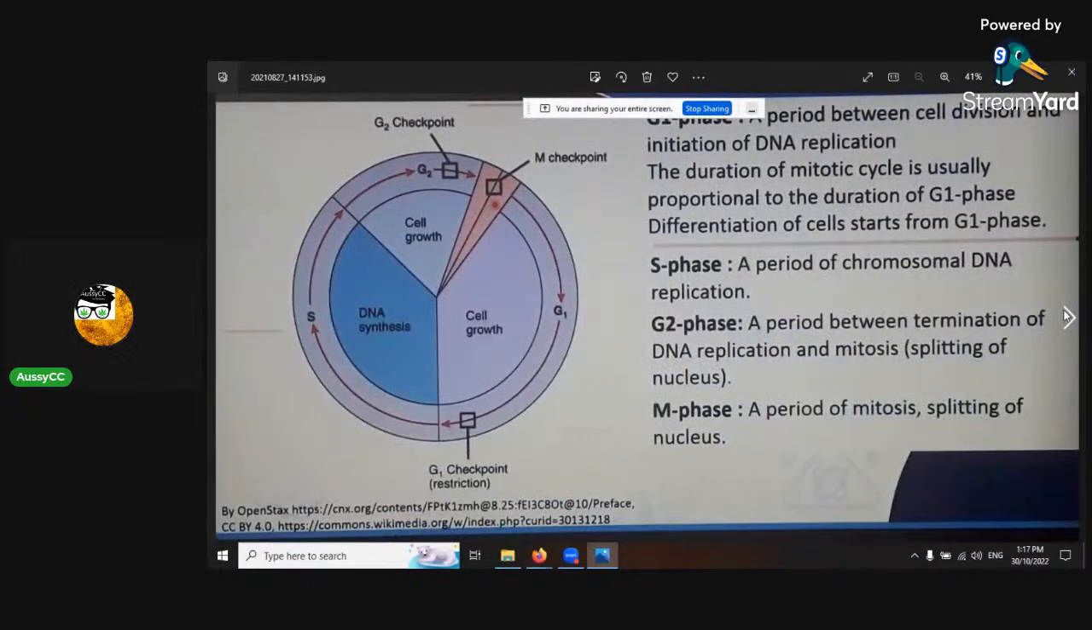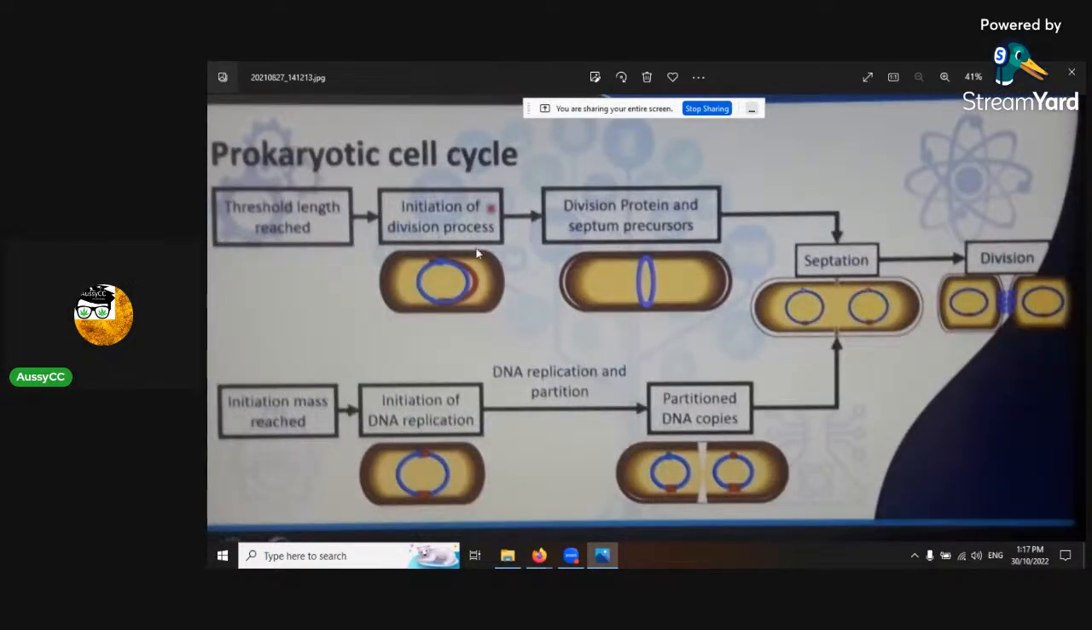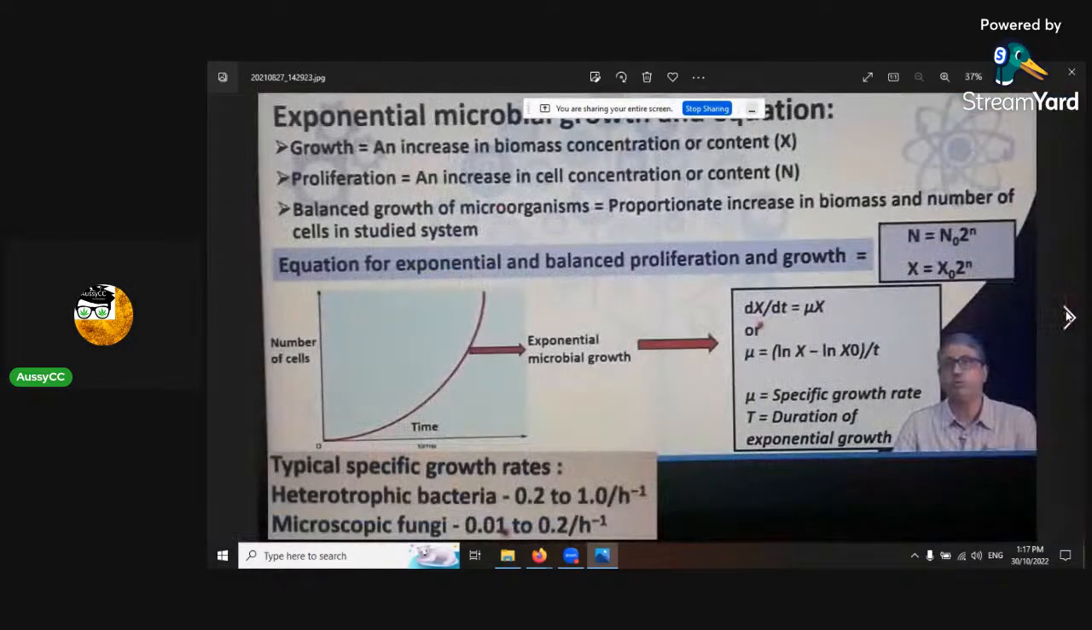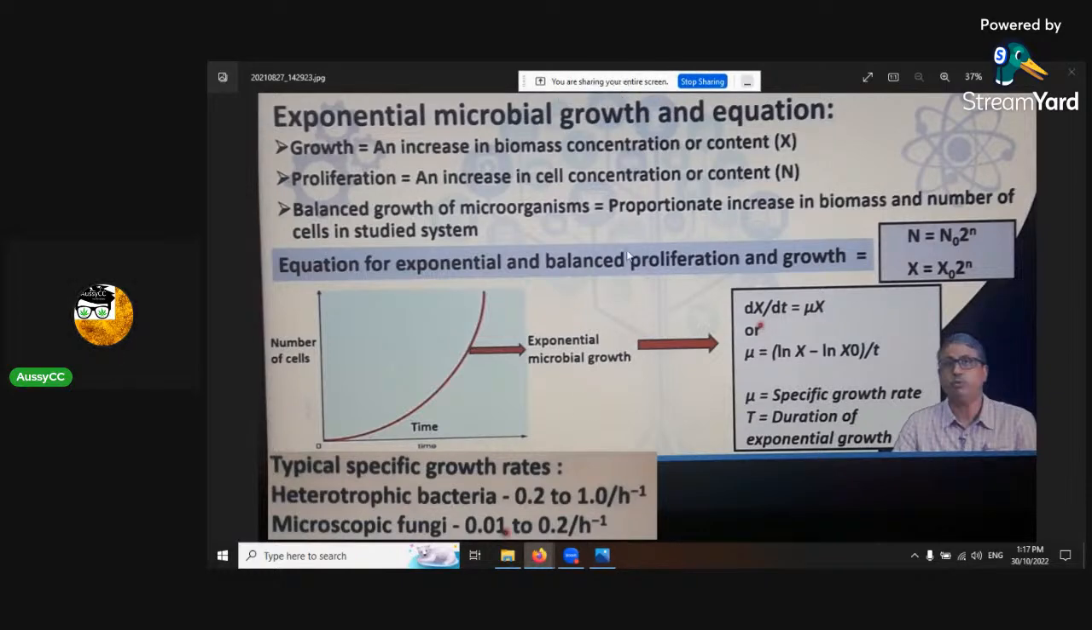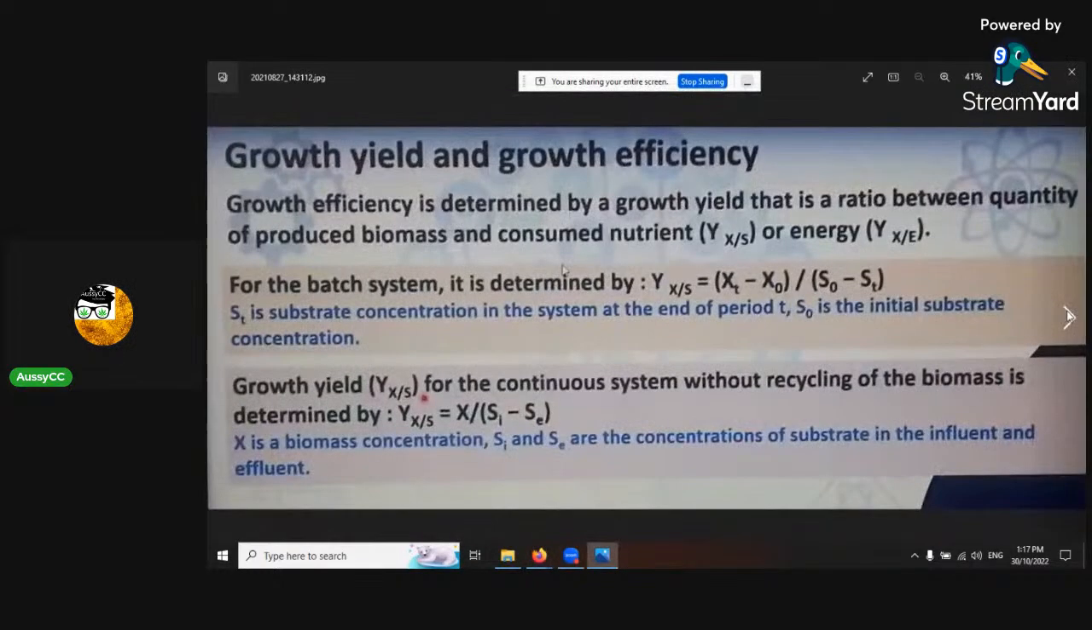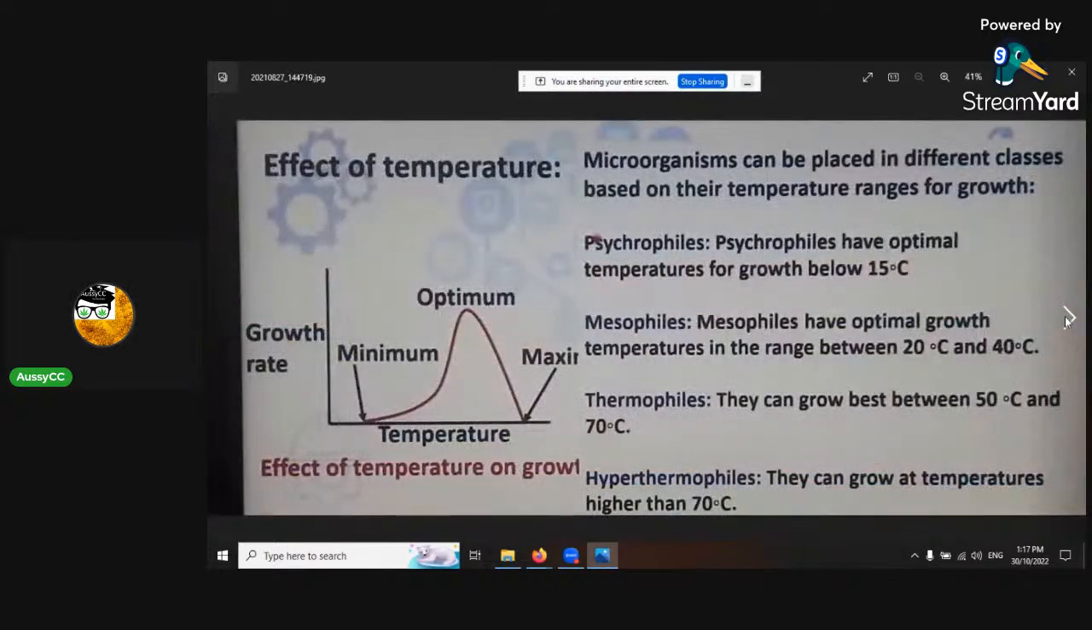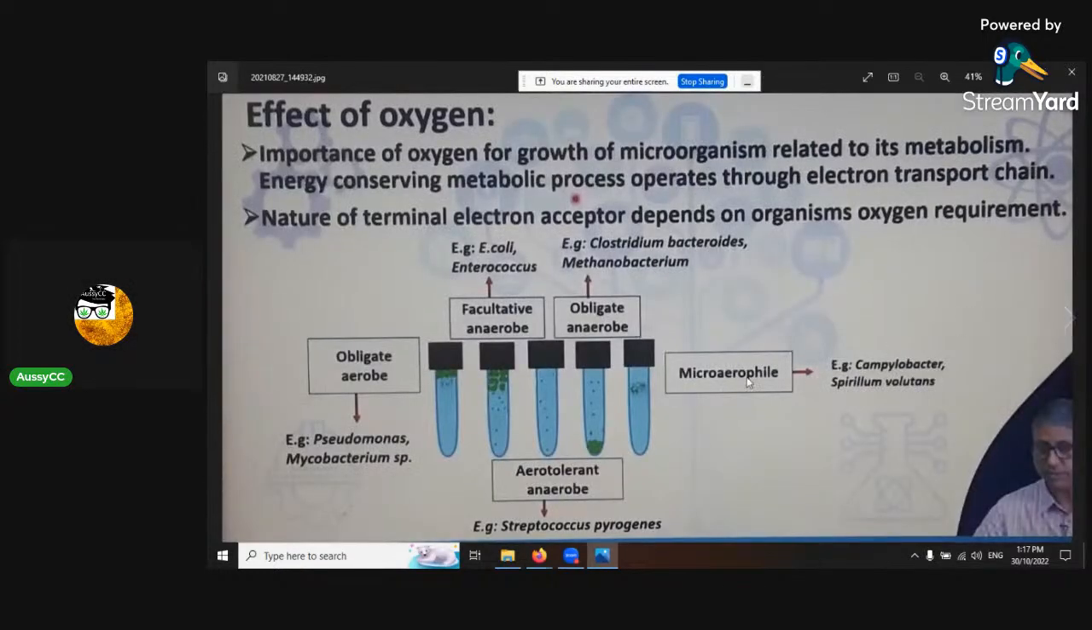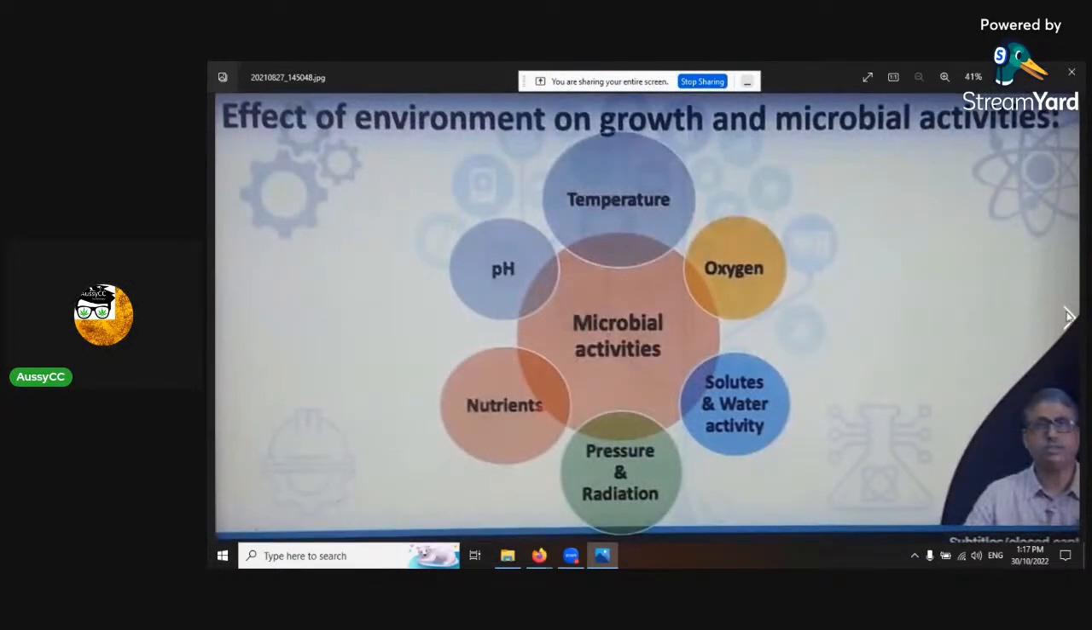Cool. S phase. I did cell biology just to learn this. Prokaryotic cell cycle. Reproduces from budding, fission. Exponential microbe growth and equations. Oh, yeah. So the growth and yield calculations. Effective environment and growth in microbes. Yeah, you need all those things for them to grow successfully.